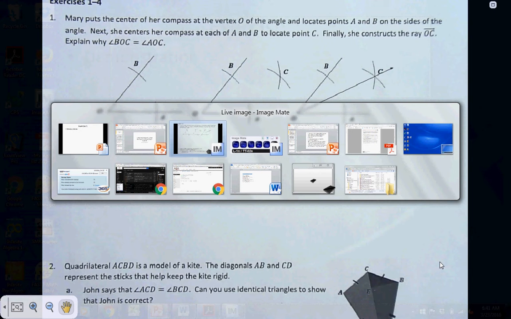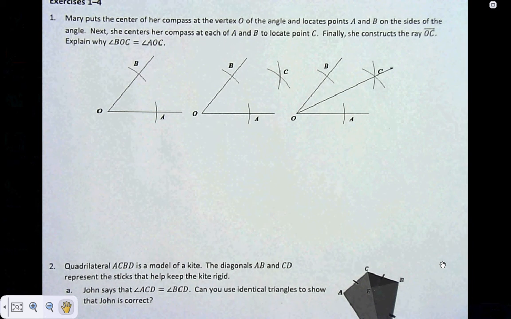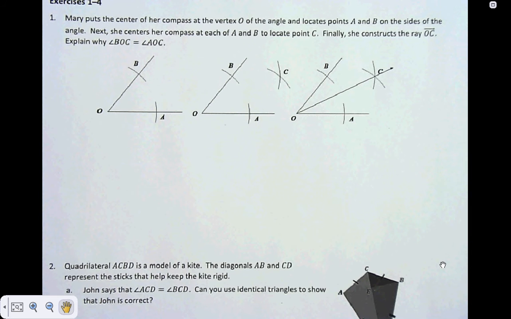Alright, exercise 1. Go ahead and take a look at this on your paper, but I'm going to go ahead and demonstrate what is being explained. So Mary puts the center of her compass at vertex O of an angle and locates points A and B on the sides of the angle.